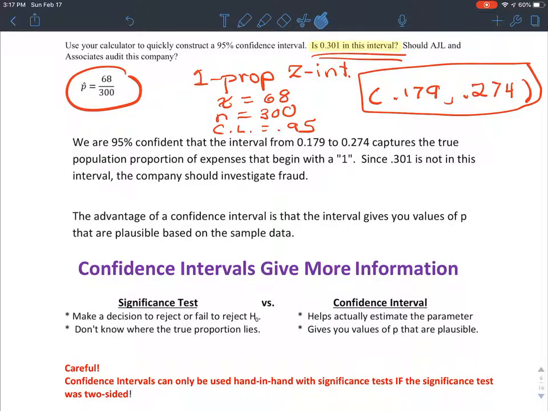company. Okay, what this is kind of showing you, by the way, this is how the official kind of description would be. We're 95% confident that that interval right here captures the true population proportion of expenses for this company that begin with the digit 1. Okay, and so we're saying, since that's not in this interval, this company should be investigated for fraud. Okay, now you're kind of seeing a connection here between how, oh, that's kind of cool, we can come up with a conclusion by using a confidence interval, or we could use a significance test.